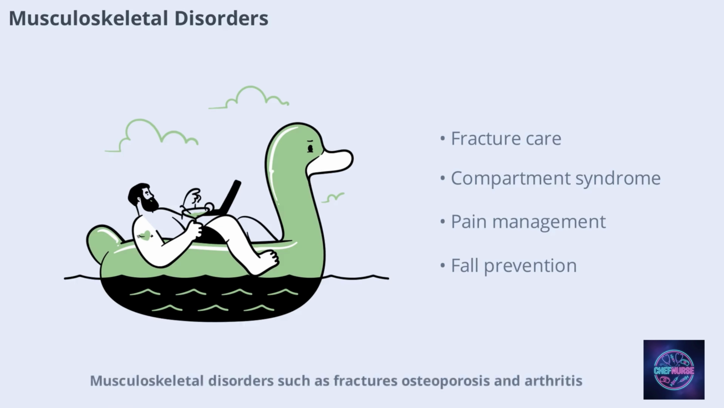Musculoskeletal disorders such as fractures, osteoporosis, and arthritis are common in adult health. For the NCLEX, focus on assessment findings, priority interventions, and patient education. Know the signs of compartment syndrome, the importance of immobilization, and strategies for pain management. Patient education on fall prevention and medication adherence is also important.